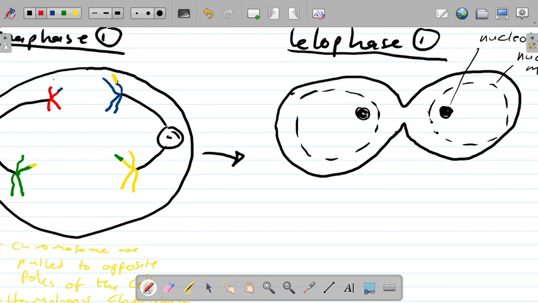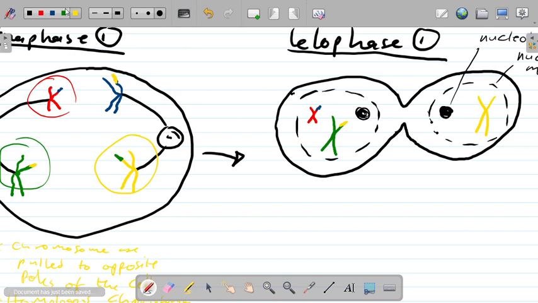On this cell, start with this one. You're going to see the red chromosome because it was pulled to this pole. Right? The red chromosome with a bit of the blue chromosome in it. And then we're going to see this chromosome again. The green chromosome. Remember, it's a whole chromosome on this side. And then on the other side, the yellow chromosome was pulled to the opposite end with a bit of the green chromosome on it.